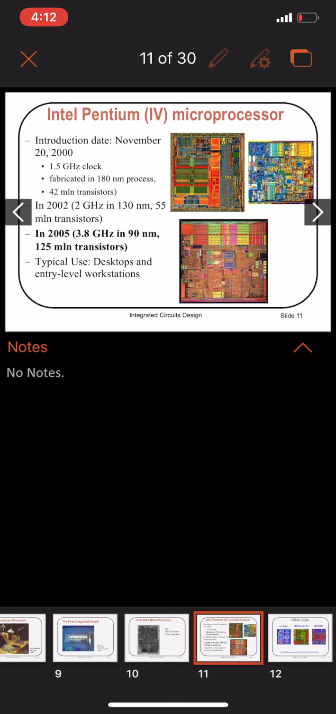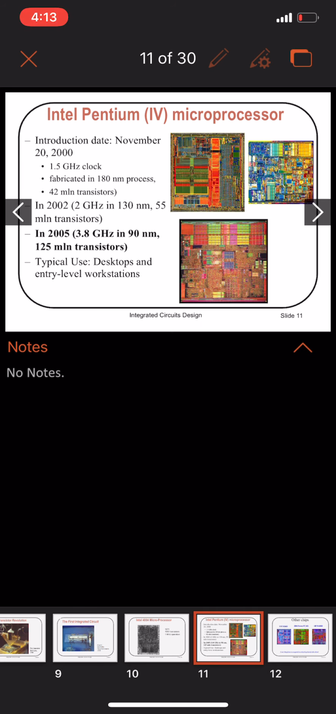Similarly, Intel introduced some other microprocessors. Here you can see one example, the Intel Pentium 4 microprocessor. The Pentium 4 microprocessor was introduced by Intel in the year 2000. It had a 1.5 gigahertz clock, was fabricated on 180 nanometer process technology, and had 42 million transistors.